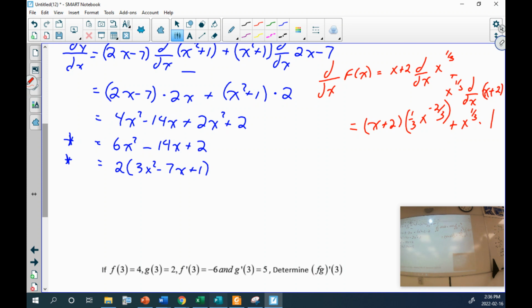Now at this point, yes, I don't have a real issue with you expanding this left-hand side here. But what I see is taking out a common factor of 1/3 and x to the negative 2/3. So I'll take out a 1/3 and x to the negative 2/3. That's going to leave me with x plus 2. And what's going to be left when I take that 1/3 x to the negative 2/3 out of this? I'm going to be left with a 3x.